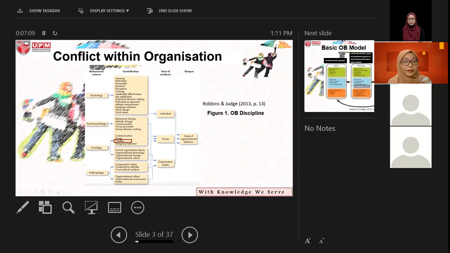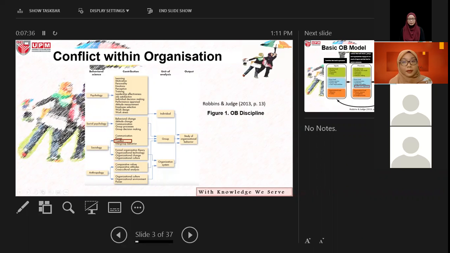Okay, so specifically we look at the conflict here. So conflict ni dia boleh berlaku, dia boleh berada sama ada between the sociology and social psychology. Okay, because at certain level social conflict ni should be handled through psychology. Okay, in another level, conflict ni should be handled through social interaction or sociology.